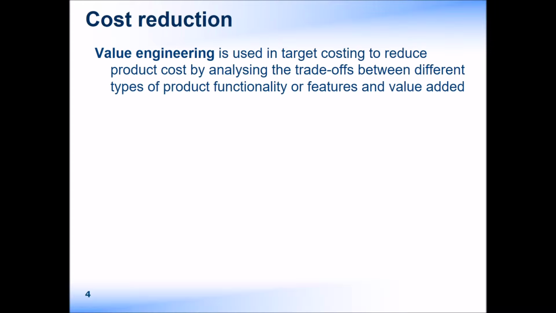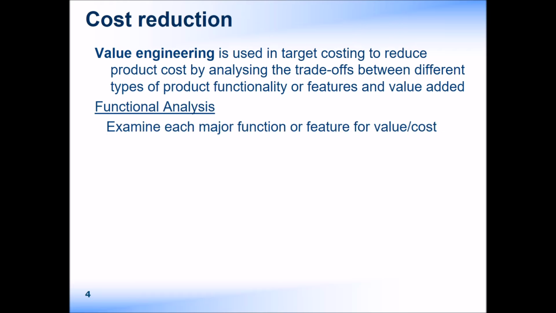Let's take a brief look at some of the methods we could use to reduce costs. We can use techniques such as value engineering. This examines trade-offs between different product functionality or features and their relationship to the total product cost. We are essentially trying to understand the costs of providing the functionality or features and stacking this up against the value added to the customer. Within this, we could use functional analysis. Here we look at the analysis of the functions offered and make decisions based on marketing research, again with reference to the value and the cost.